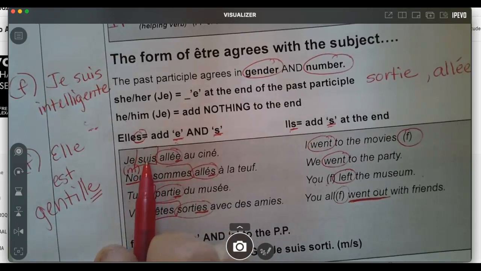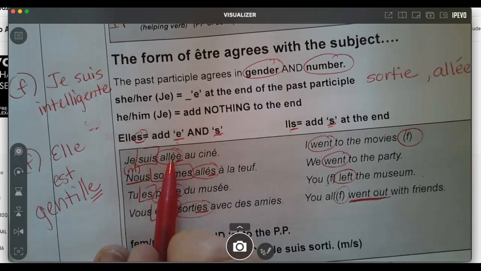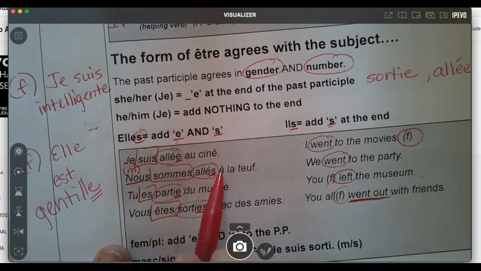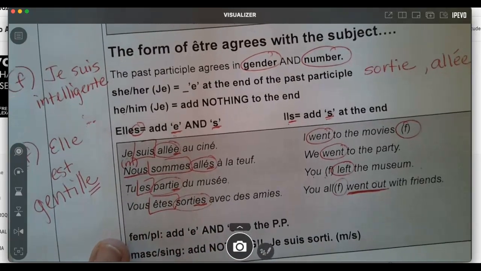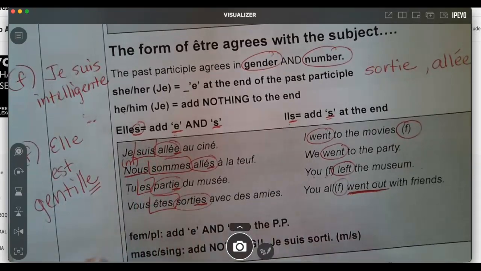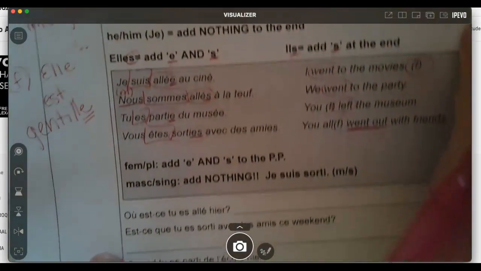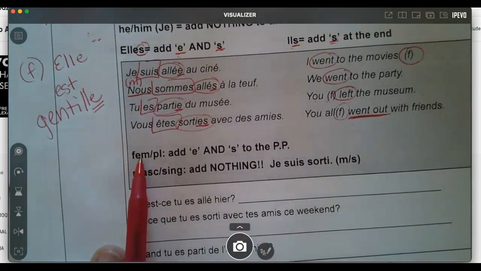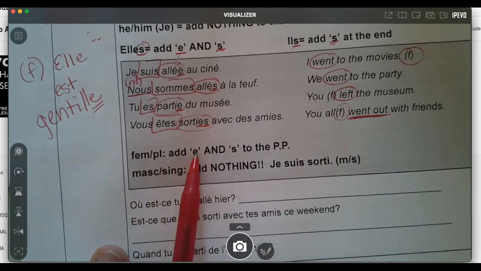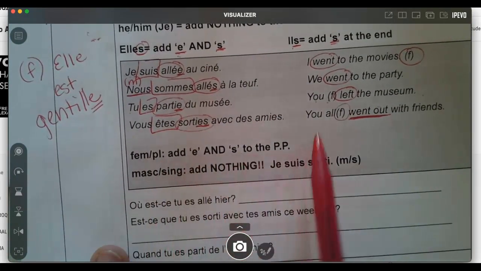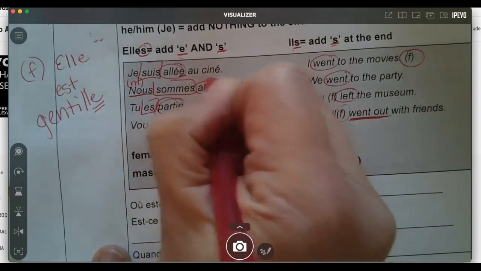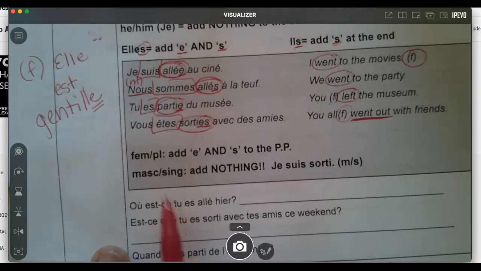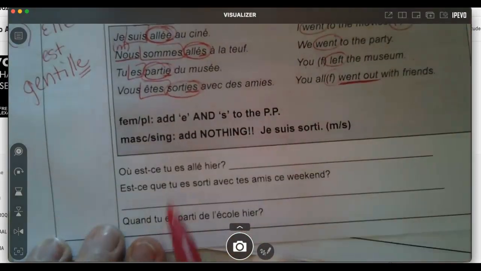Alright, so there's still the two parts. Helping verb, past participle. It's just now we're using être. Alright? So, just a reminder. Feminine and plural, we add an extra E and an S to the past participle. Alright? Masculine singular, nothing.